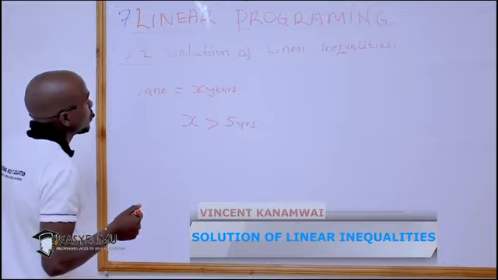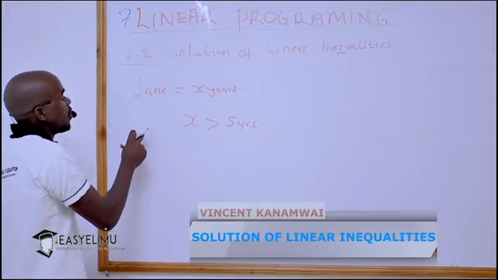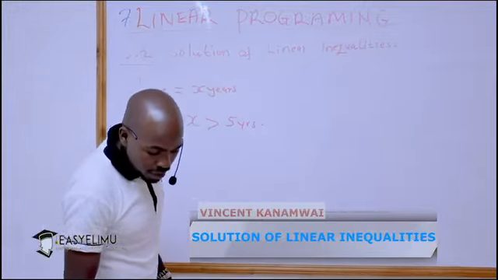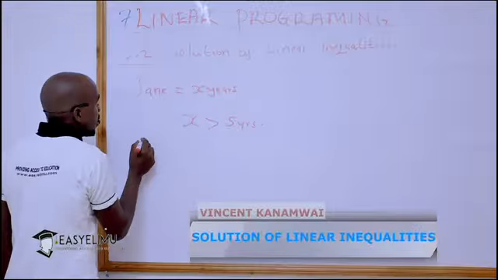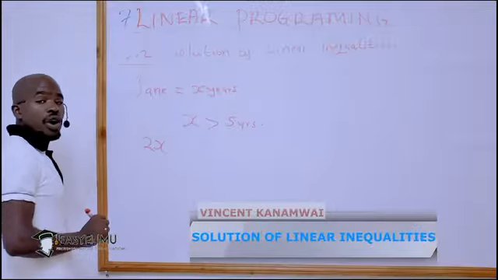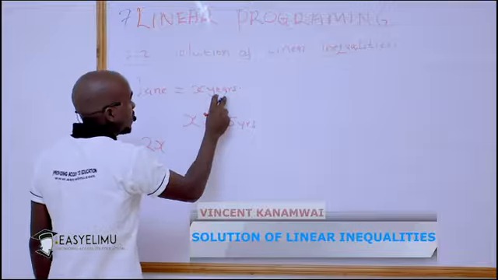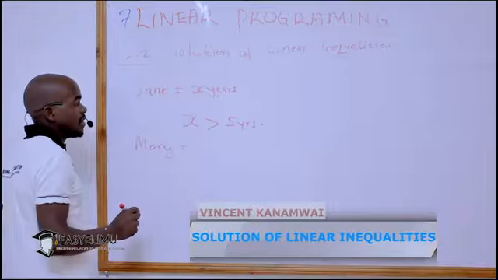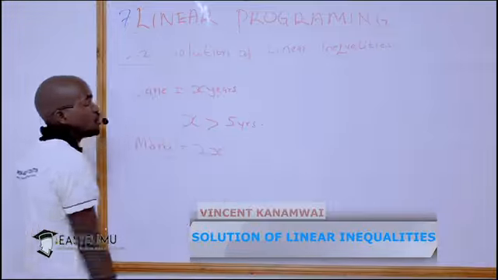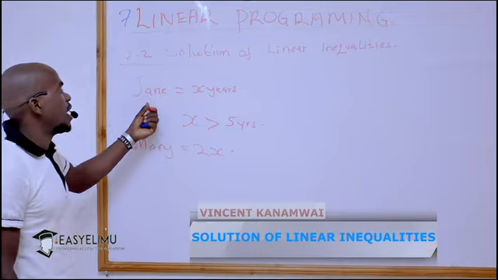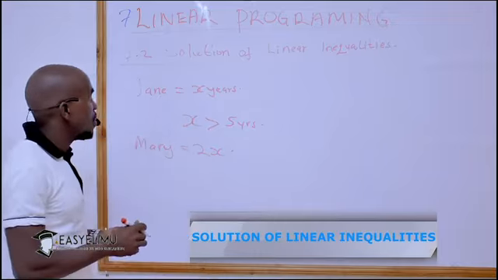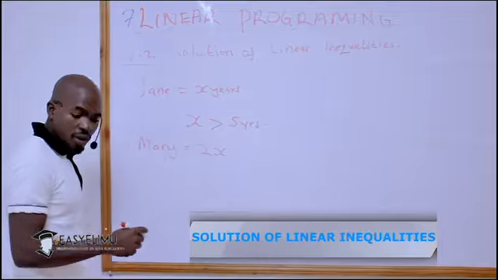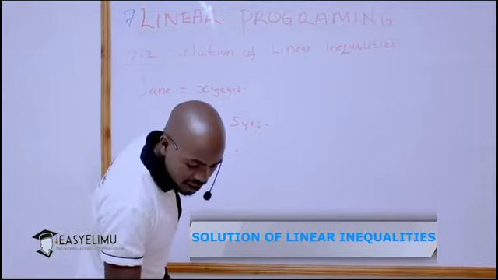So we have also been told that Mary is twice as old as Jane. If Jane is X years, then Mary is going to be twice as old as Jane. If the age of Jane is X years, then that of Mary will be 2 multiplied by X, which is 2X.